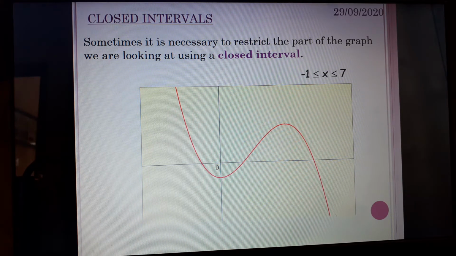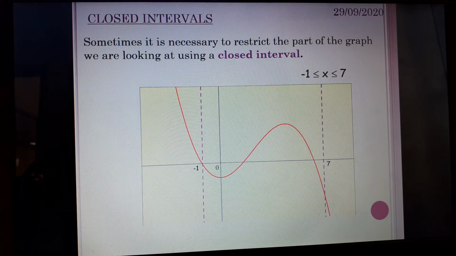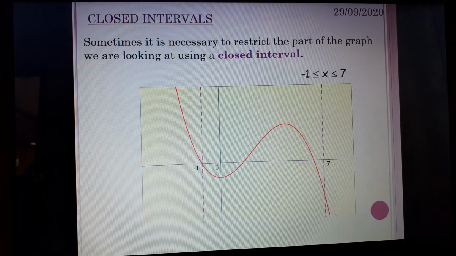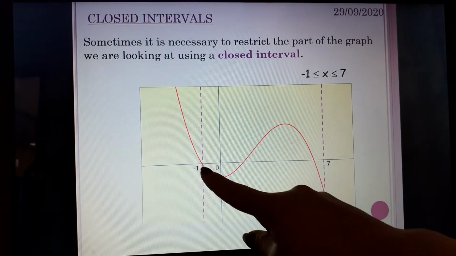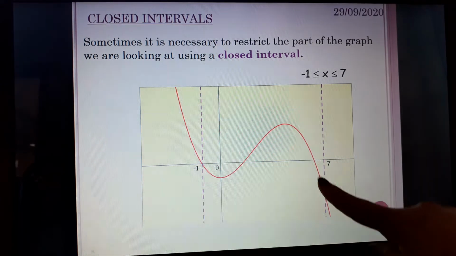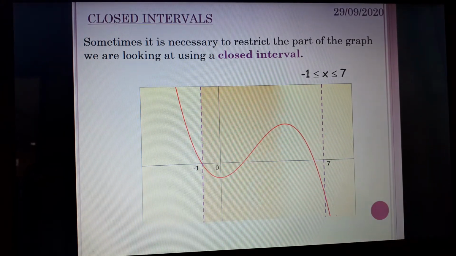So if we want to just look at a little window for that graph between x equals -1 and 7, then here we have just a little part of the graph that we want to restrict. So here's -1 and here's 7. It's a different answer now when I say, well, what's the maximum and what's the minimum on the graph just between -1 and 7. If you look at it here, we're just looking at this part of the graph. Okay, we can see it shaded in there.